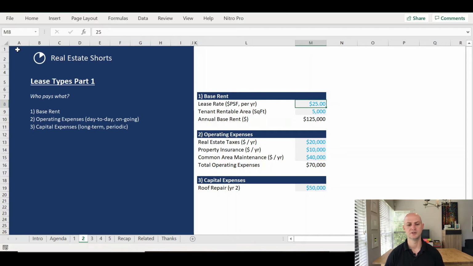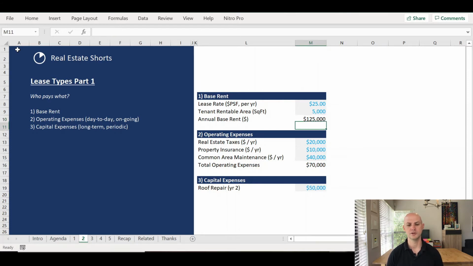In this example, let's say the tenant wants to occupy 5,000 square feet in an office building, and the rental amount is $25 per square foot per year. So the product of the two is going to be $25 times 5,000 square feet for $125,000 of base rent annually. Now, the next piece that's important to differentiate between who pays what is operating expenses.